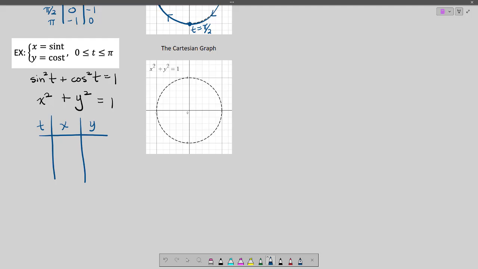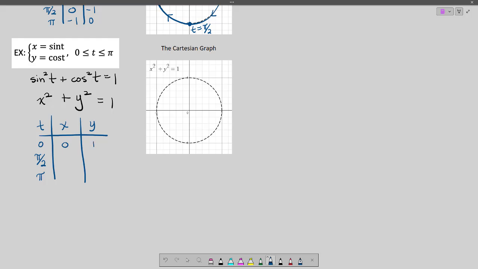And I think you probably are gathering that in all these cases, if we went 0 to 2 pi, you would get the entire circle. But one would be clockwise and one would be counterclockwise at this point. So let's plug in 0. Sine of 0 is 0. Cosine of 0 is 1.